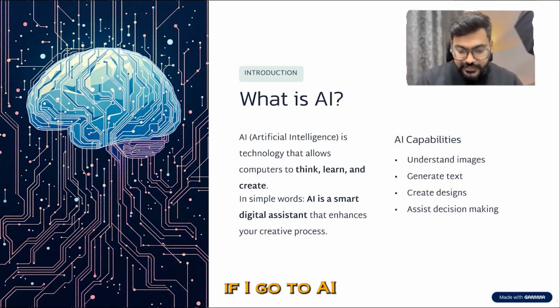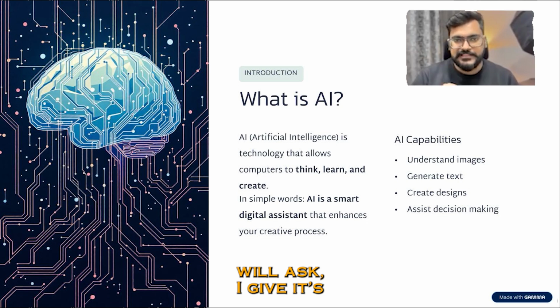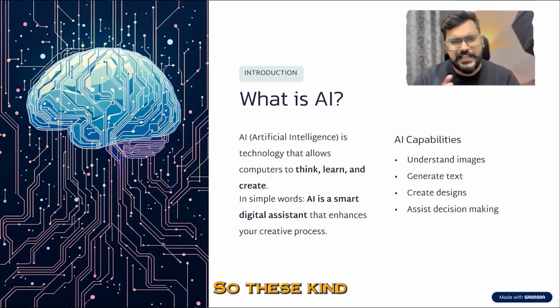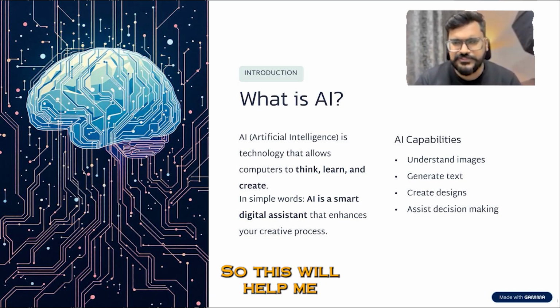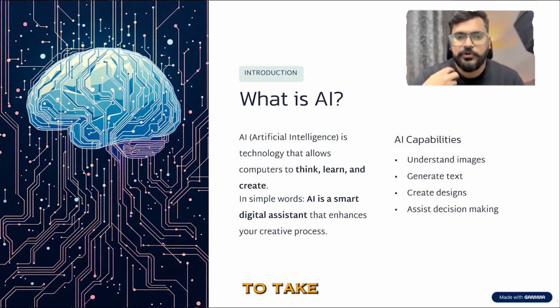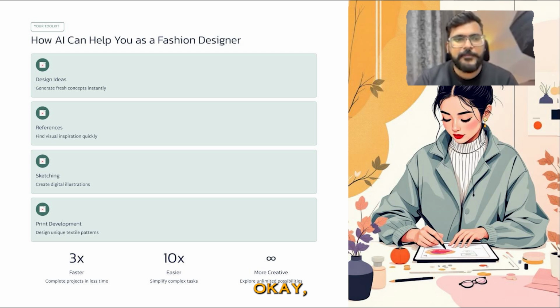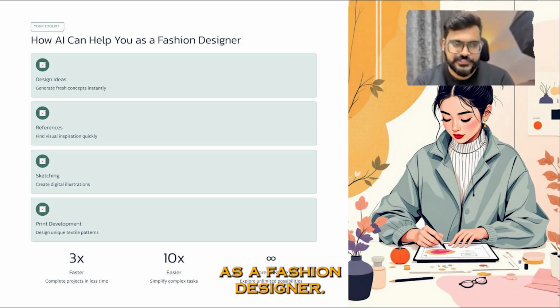For example, I can ask AI which material this is, or whether it will look good on my phone or not. I ask these kinds of basic things from AI. This helps me understand things better and take my decisions better.